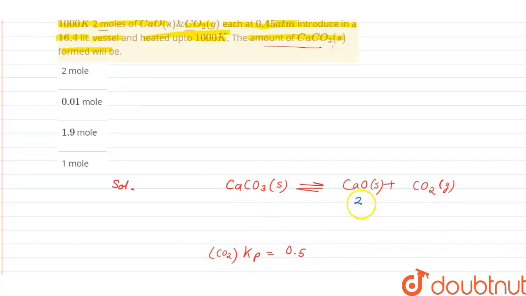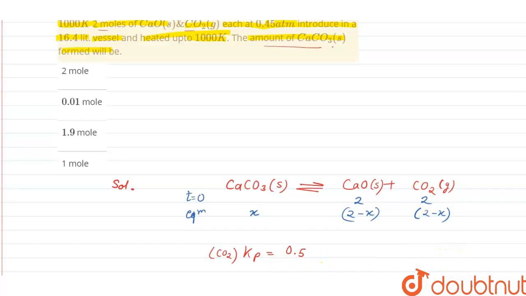It is told that 2 moles of calcium oxide and 2 moles of carbon dioxide are present initially at time t is equal to 0. Now what will happen at the equilibrium? At equilibrium, we can assume that x moles of calcium carbonate are also present in the solution. Then we can say that 2 minus x moles of calcium oxide would be left in the solution. And for carbon dioxide also, 2 minus x moles of carbon dioxide would be present in the solution.